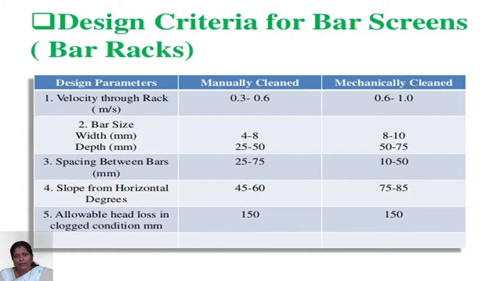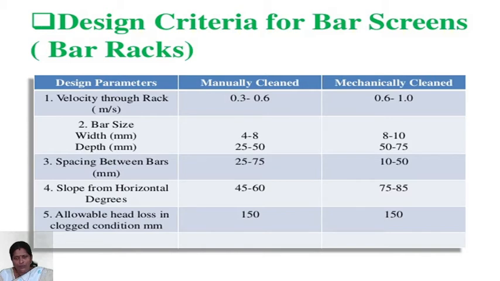Then we discuss the design criteria for bar screens or bar racks. The design parameters differ for manually cleaned and mechanically cleaned screens. Velocity through the rack is always taken in meter per second: for manually cleaned, 0.3 to 0.6, and for mechanically cleaned, 0.6 to 1.0. Bar size, width and depth in mm, is 4 to 8 and 25 to 50 for manually cleaned, and 8 to 10 and 50 to 75 for mechanically cleaned. Spacing between bars is 25 to 75 mm for manually cleaned, and 10 to 50 mm for mechanically cleaned.